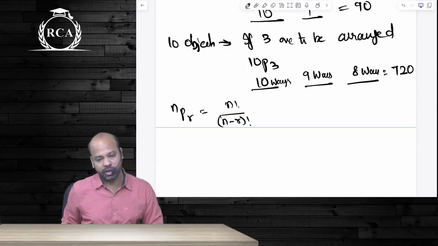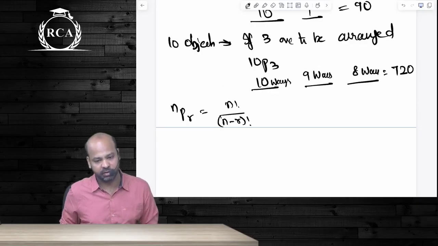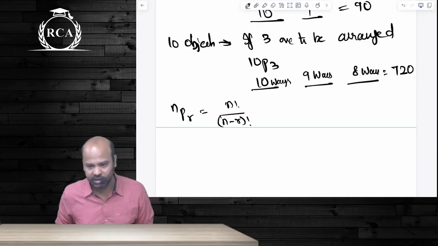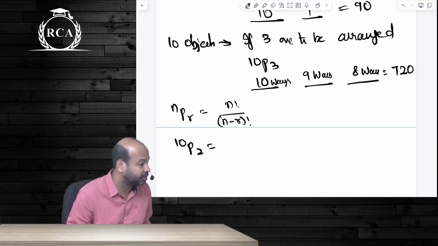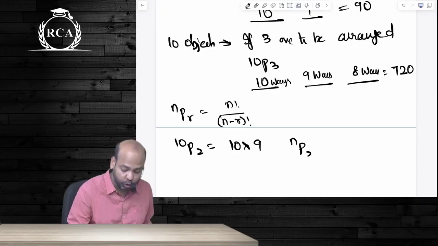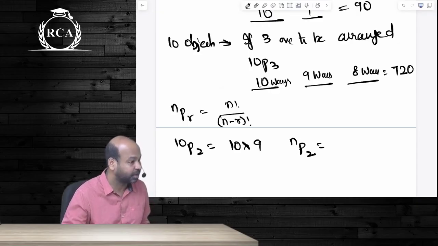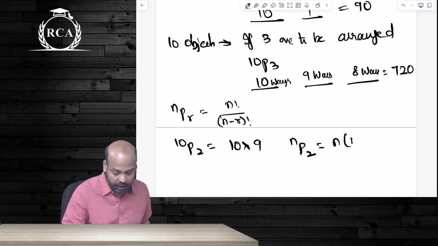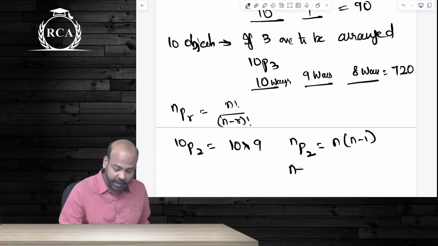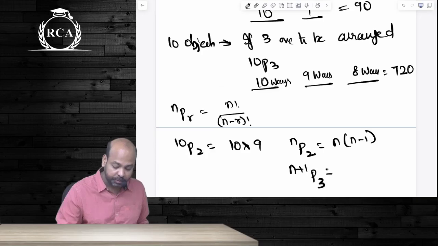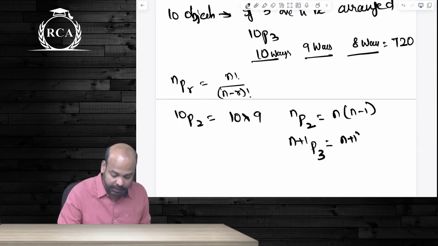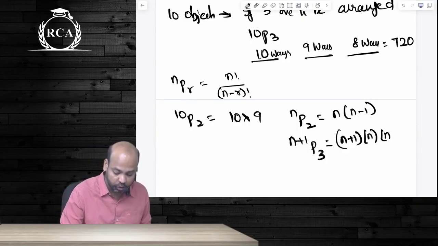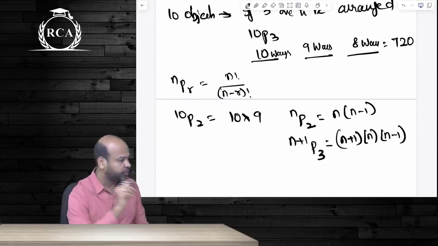I told you, as far as possible, do not use the formula unless the values themselves are missing. For example, if I write 10p2, you know that it's a product of two numbers starting from 10. So what will you write? 10 into 9. If I write np2, you know that it's a product of two numbers starting from n. What will you write it as? n into n minus 1. If I write n plus 1 p3, it's a product of three numbers starting from n plus 1. So n plus 1 into n into n minus 1. Do not use the formulas, directly write this.